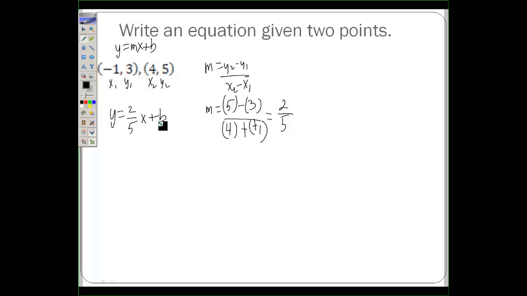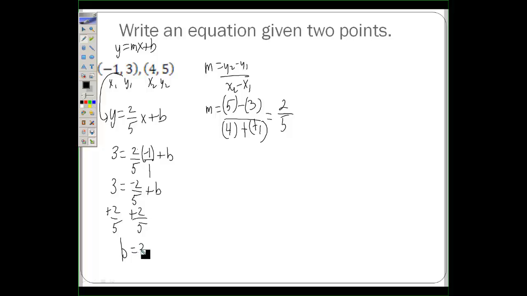But I still need to find my y-intercept, my b value. So what I can do is just pick a point. Let's pick the first point again this time. I can use these coordinates, x and y, to figure out what my b value is. This time it says 3 equals 2/5 times negative 1 plus b. So in this case, 3 equals negative 2/5 plus b. When I multiply, you multiply straight across. 2 times negative 1 is negative 2. 5 times 1 is 5. And I add 2/5 to both sides.